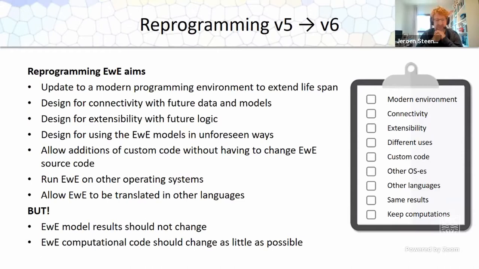But Ecopath model results should not change. Ecopath had a whole host of existing models and results and publications. We cannot suddenly have Ecopath producing fundamentally different results due to this recoding. And the computational code should change as little as possible because Carl and Vili and others who've been working on Ecopath for years should still feel familiar in the recoding. So those were a bit of constraints around the software. I put a little checklist there on the side where we'll see what we tick off when we go through the slides.